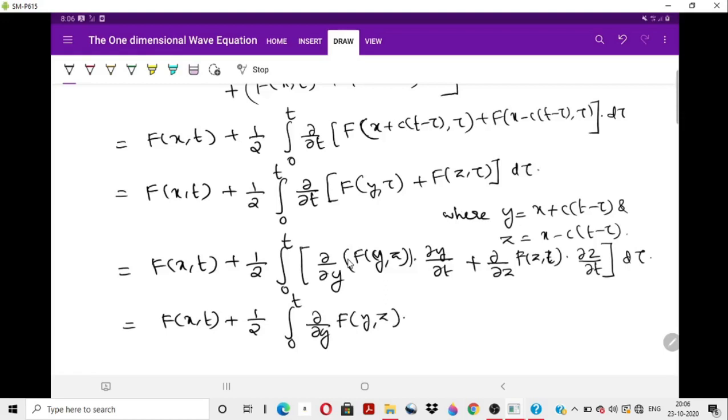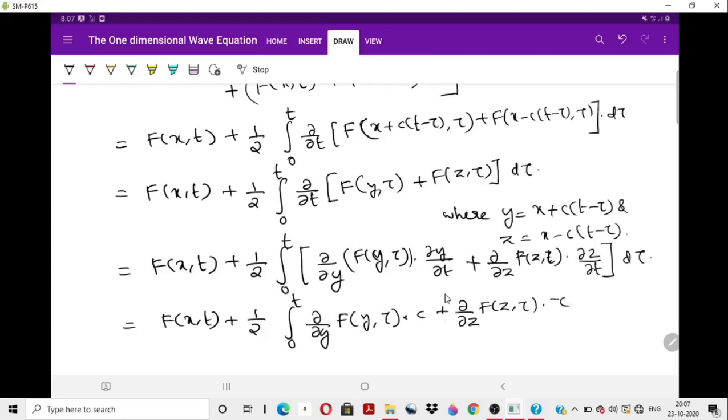Dou y by dou t: y is equal to x plus c into t minus 2 tau. So dou y by dou t will be c and dou z by dou t will be minus c. So this is equal to dou by dou y of f of y, tau into c plus dou by dou z of f of z, tau into minus c.